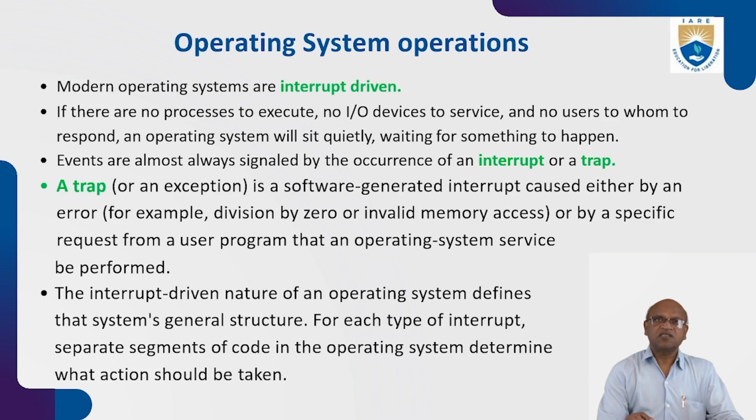A trap is a software-generated interrupt caused by an error, for example division by zero or invalid memory access, or by a specific request from a user program that an operating system service be performed. The interrupt-driven nature of an operating system defines that system's general structure. For each type of interrupt, separate segments of code in the operating system determine what action should be taken.